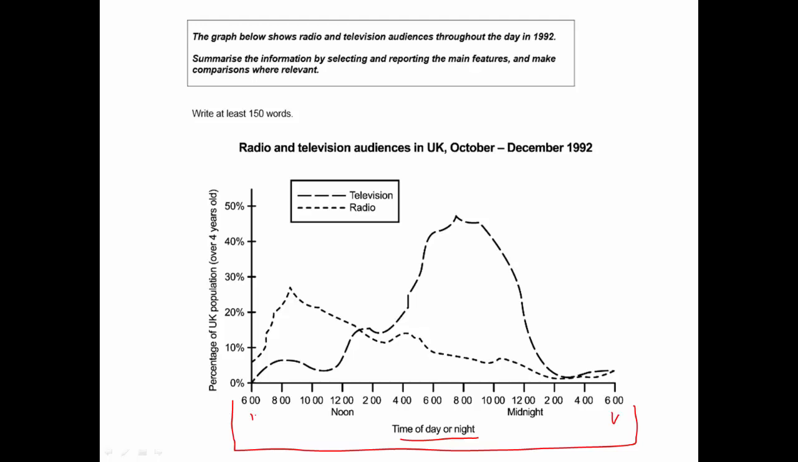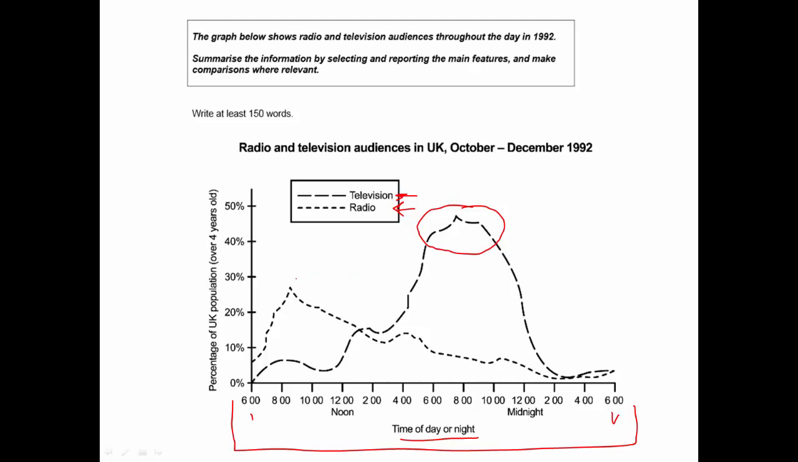So because it's just over a 24-hour period, the most obvious thing we need to look for is, for television, when is it used the most? And for radio, when is radio used the most? So we can see here that television is used the most in the evening, so between say 6 and about midnight.